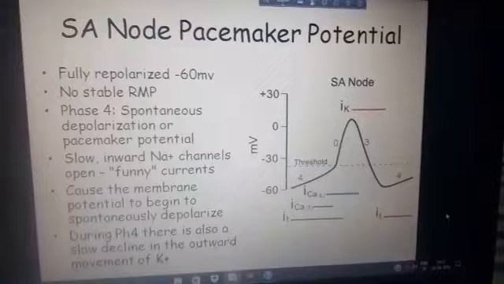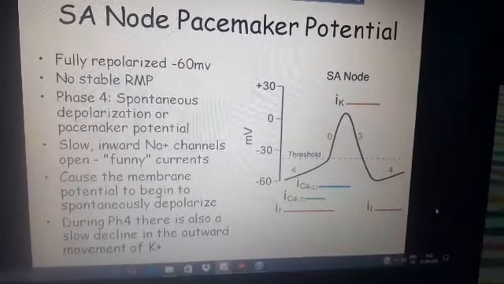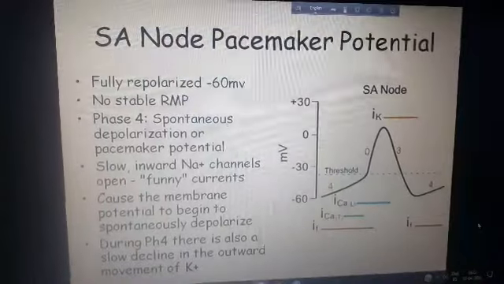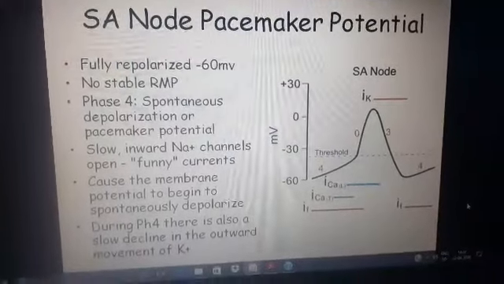So how can we treat the arrhythmia? Either we can decrease the phase 4 slope and the phase 0 slope, or we can prolong phase 3. Thus we can treat the arrhythmia.